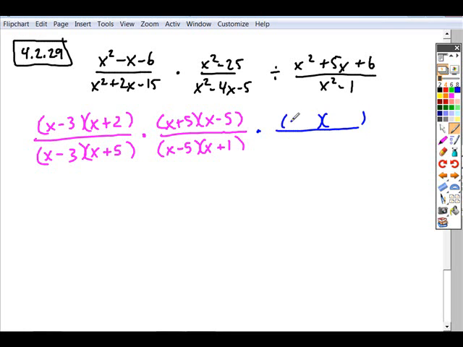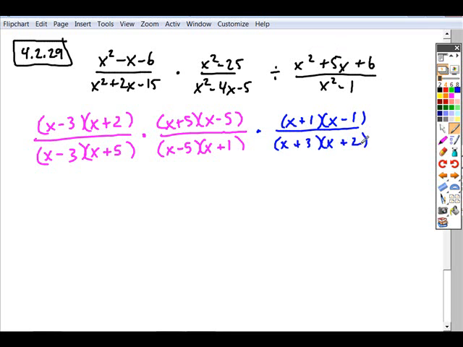So x squared minus 1 is the difference of squares, so it factors into the sum and difference of the terms that are being squared, which are x and 1. And then the original numerator gets moved to the denominator, and I factor it. The two factors of +6, whose sum is +5, are +3 and +2.